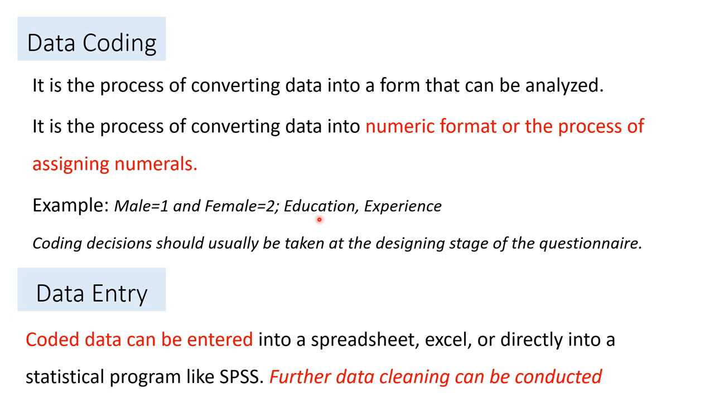And experience can be expressed with intervals, and that categorical data can be assigned different numbers. For example, from 1 to 5 years, we can assign 1. From 6 to 10 years, we can assign 2. From 11 to 15 years, we can assign 3, and so on. Actually, coding decisions should usually be taken at the designing stage of the questionnaire. When we design a questionnaire, we can also include these codes.